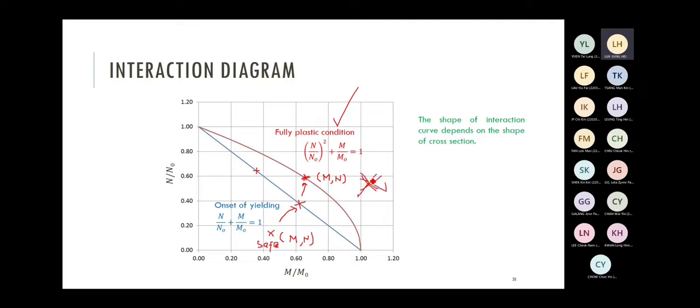Because in the fully plastic condition, all sections have been yielded. So in theory, you cannot go further. So this is the meaning of this interaction graph. Quite useful to understand the behavior between axial force and moment.